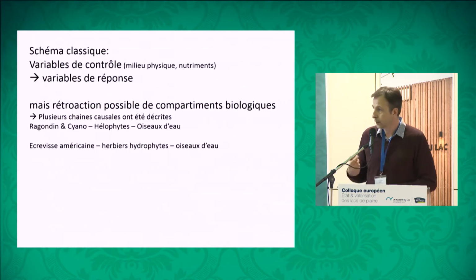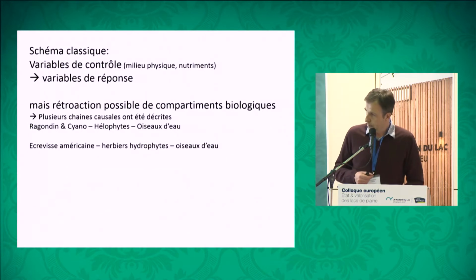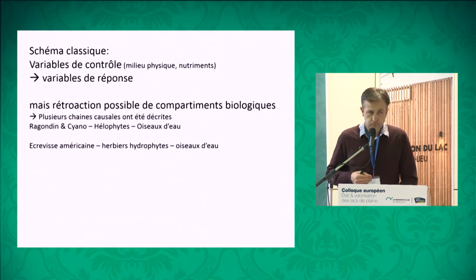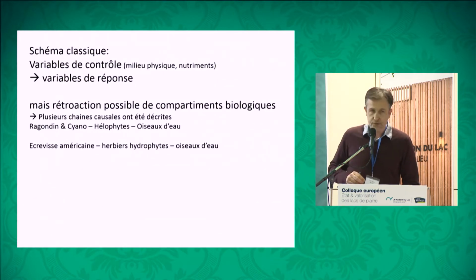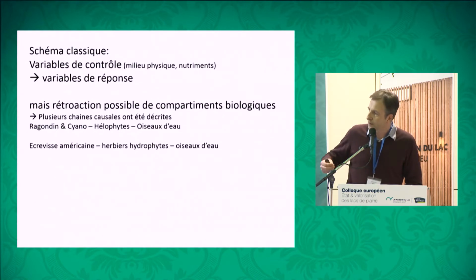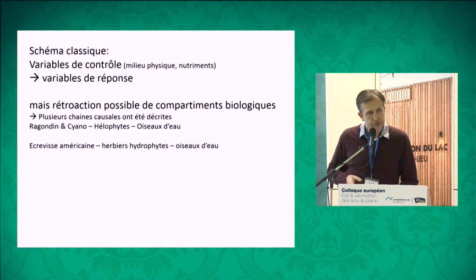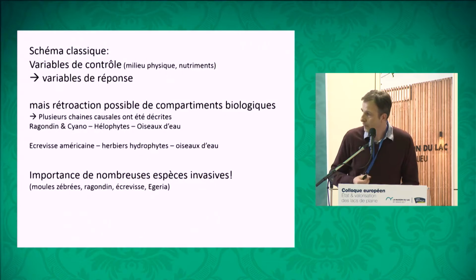There are two elements that were presented. The first one is the chain with myocastor, cyano, halophyte, and water birds. That means that we have a cascading effect. One action from the myocastors has an impact on every other item in the chain. And the other one was the American crawfish having an effect on macrophytes and then having an effect on water birds.